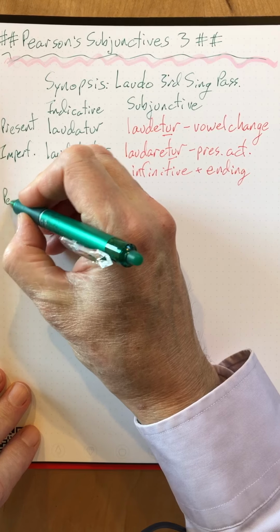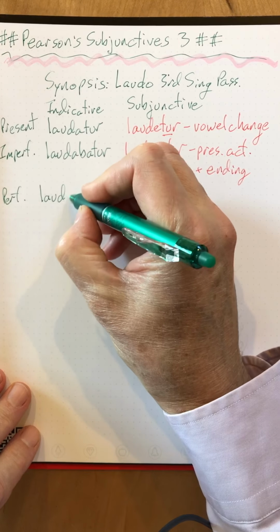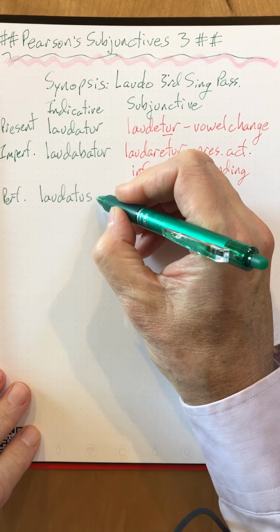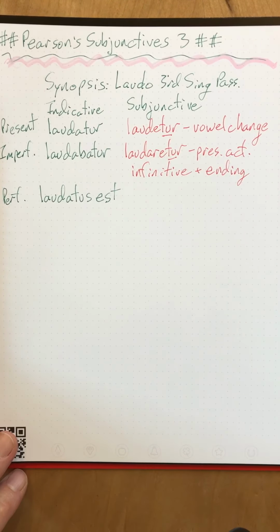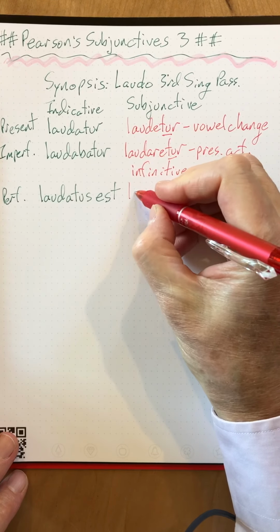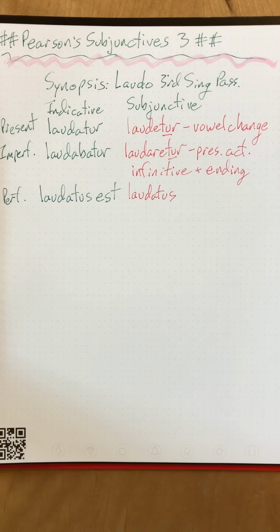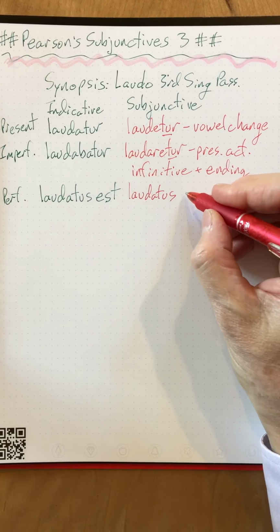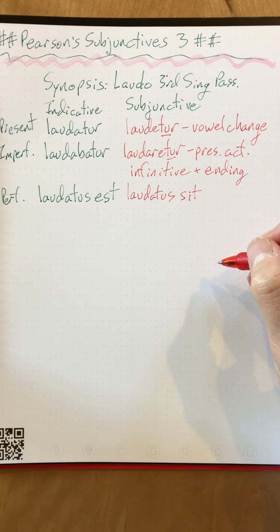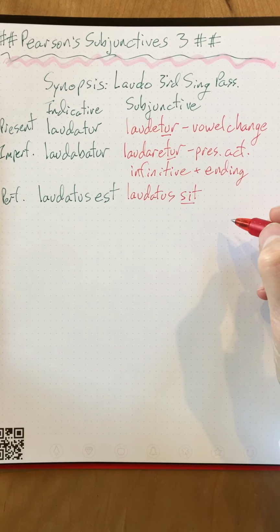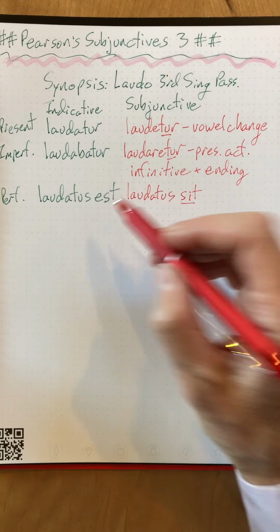So the perfect passive, laudatus est. So it's a two-word combo. And that's why it changes also in the subjunctive. The laudatus is the same. We're using the same perfect passive participle. And then we just take the verb to be and we put the verb to be in the subjunctive. As you might expect, the verb to be is irregular in the subjunctive just as it is in the indicative.